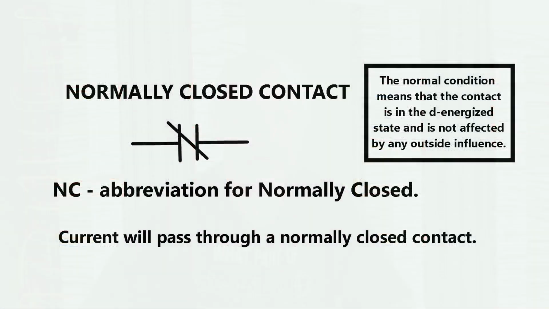The other side of the normally open contact is the normally closed contact. NC is the abbreviation for the normally closed contact, and current will pass through a normally closed contact. We've been through this in the video that we did on relays. If you have not seen that video, you probably should go back and watch it to be sure that you understand it. And again, the normal condition means that the circuit is in a de-energized state and is not affected by anything outside.